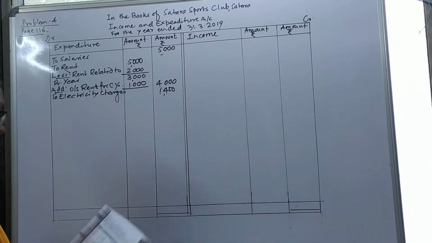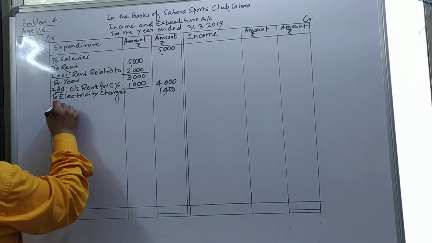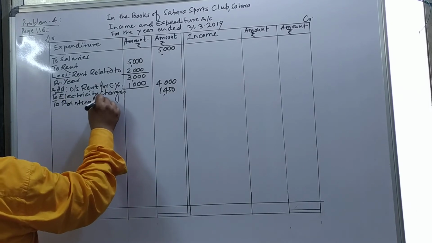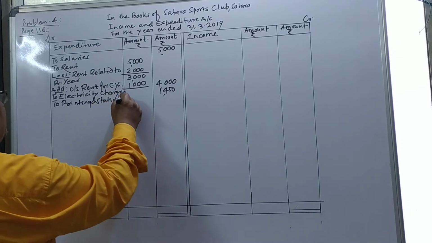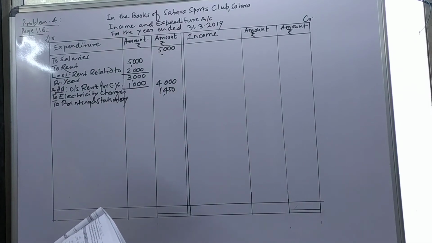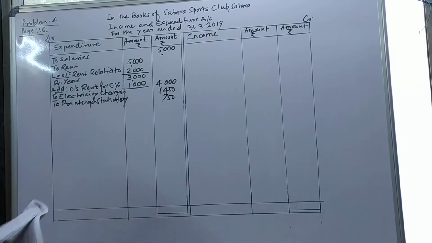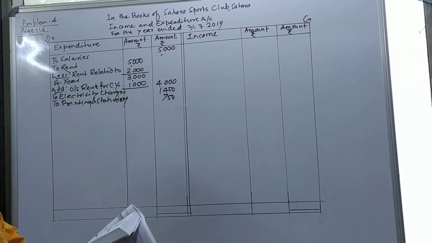Printing and stationery. For this also no adjustment, I write here as expenditure, printing and stationery. No adjustment is given to us. The amount of printing and stationery is given as 750, we can take that. No adjustment in this.